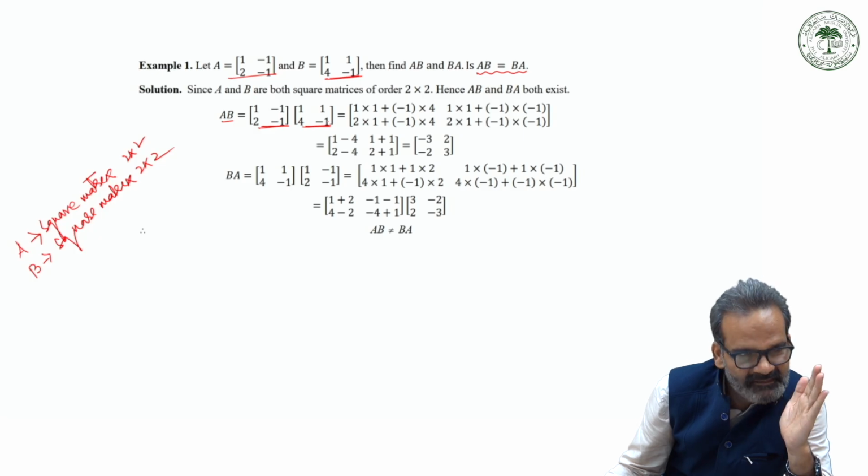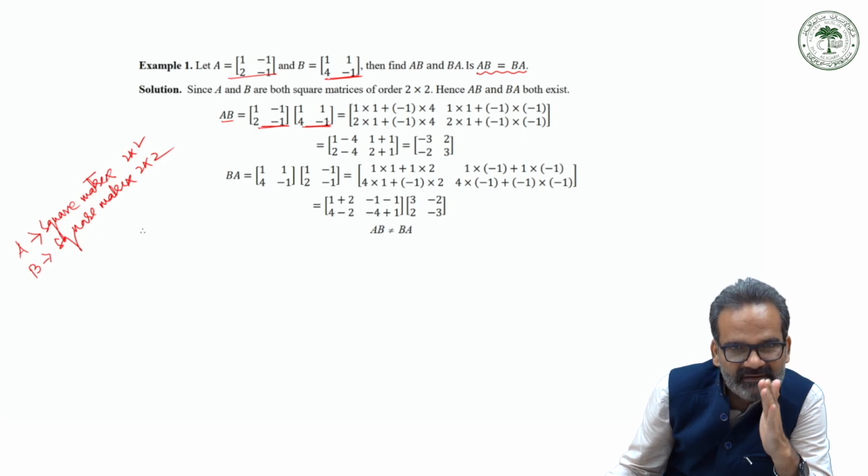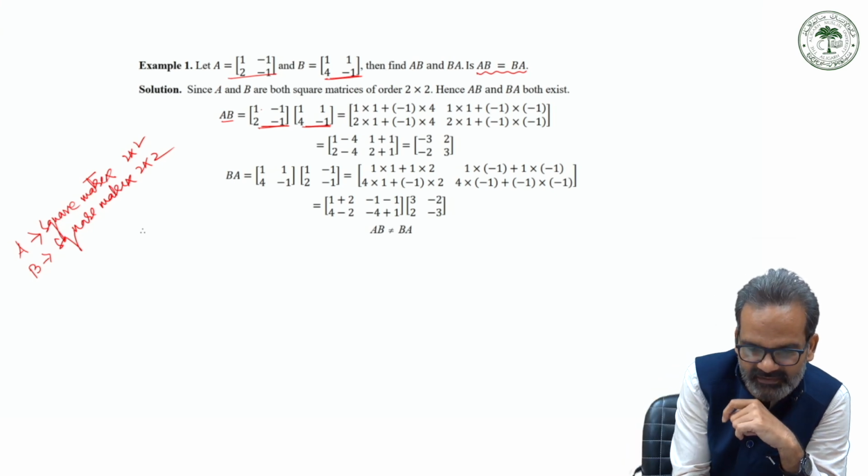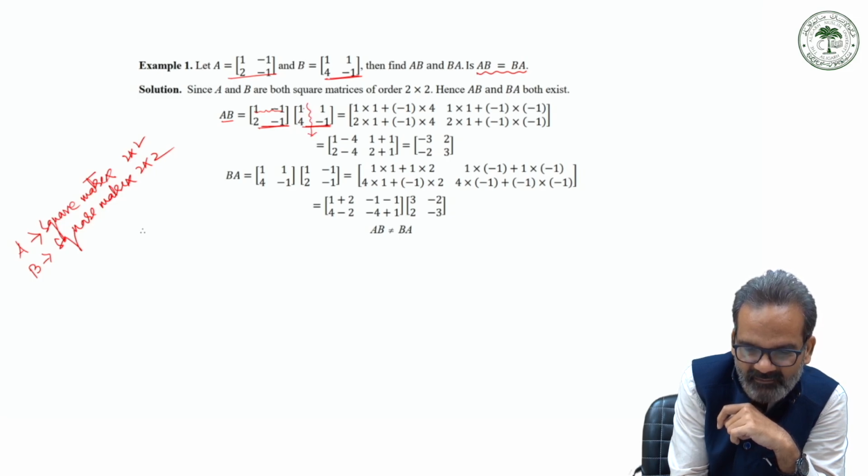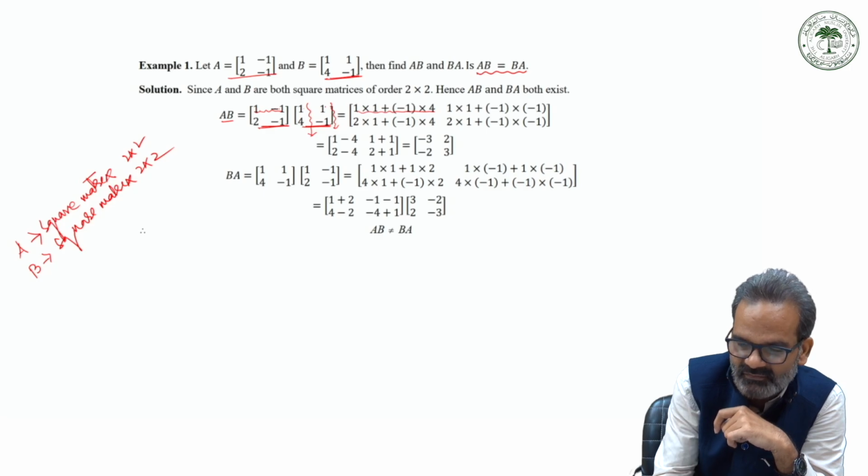The rows of the first matrix should be multiplied with the columns of the second matrix. So take the first row and the first column: 1 into 1 plus minus 1 into 4. Now multiply the first row with the second column: 1 into 1 plus minus 1 into minus 1. You are getting this, right?